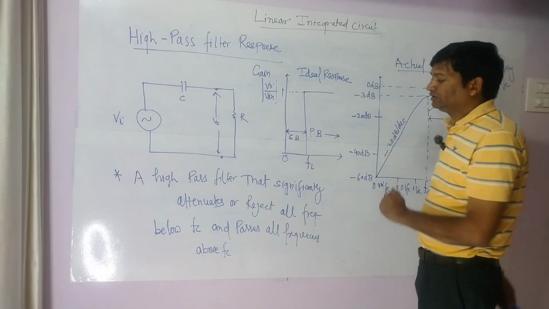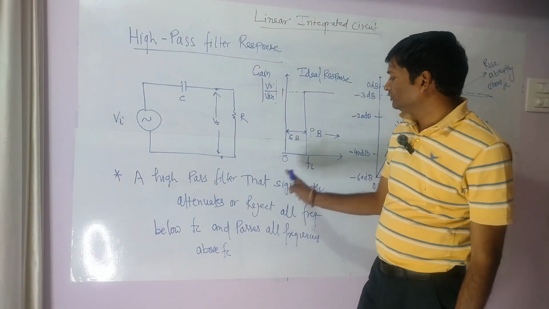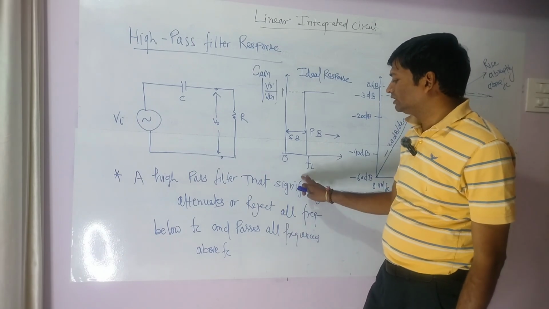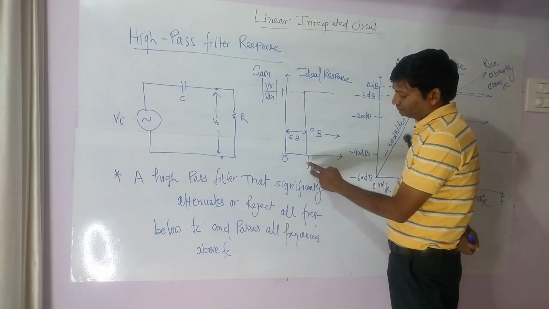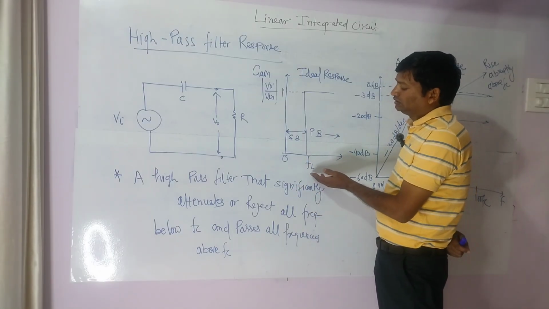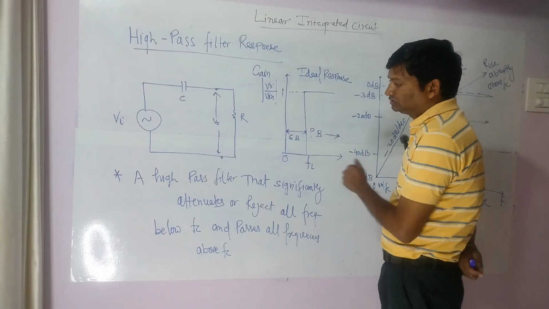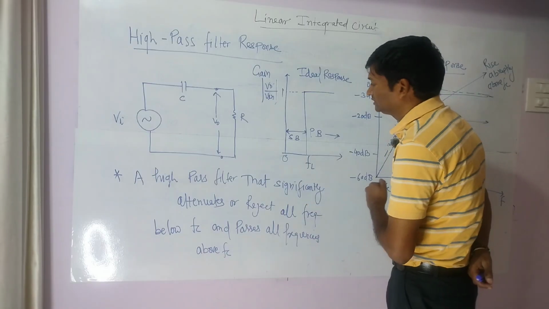A high pass filter significantly attenuates or rejects all frequencies below the cutoff frequency and passes all frequencies above it. It rejects the frequencies below the cutoff and passes those above the cutoff frequency. This is the meaning of the high pass filter.